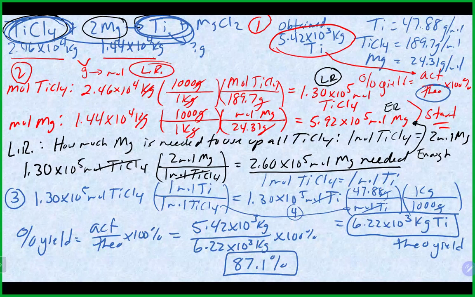Now, one last thing here about percent yield. The units don't matter as long as they're the same. So here we did kilograms divided by kilograms. You could do grams divided by grams. You could do moles divided by moles. As long as the top, actual, and the theoretical are in the same units, you can calculate the percent yield, but they have to be in the same units. Any questions on that there?